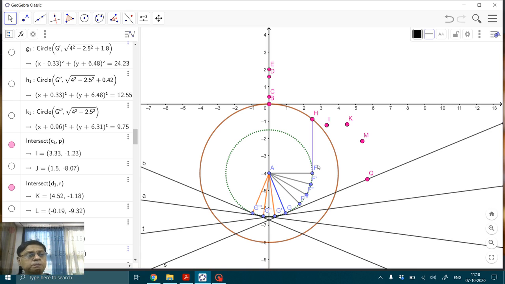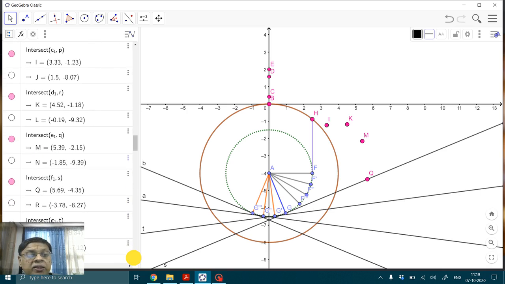So GQ, essentially the distance GQ will be GH, which is FH, plus 2 millimeters, 20 millimeters, which is BE. So that is the distance along this tangent. All right, so now let's look at the other points in the same fashion.